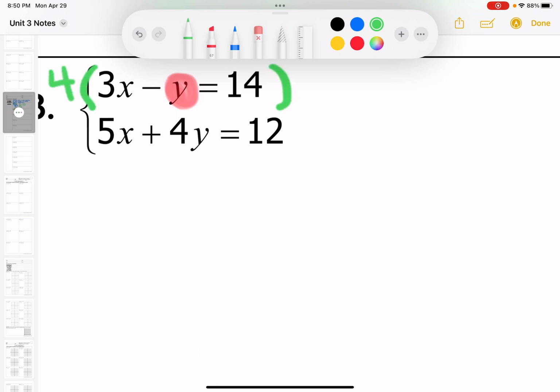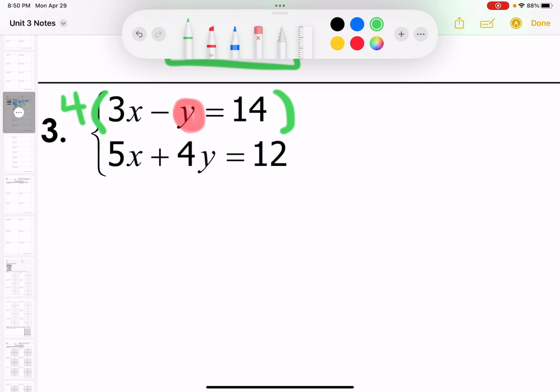So I'm going to multiply my whole top equation by 4. Using the distributive property, I'm going to multiply everything by 4. So 4 times 3x is 12x. 4 times negative y is negative 4y. And 4 times 14 is 56.